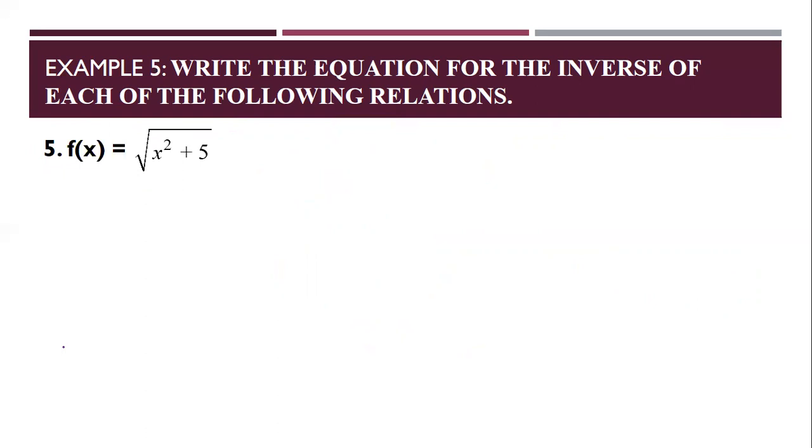All right. So on 5 here, we have the square root. So obviously, the opposite of the square root is going to be the square, right? So if I'm going from square root, then I'm going to have to square. So first step is I'm going to make f into a y, and I'm going to switch my x and my y. So I'm left with x equals the square root of y squared plus 5.